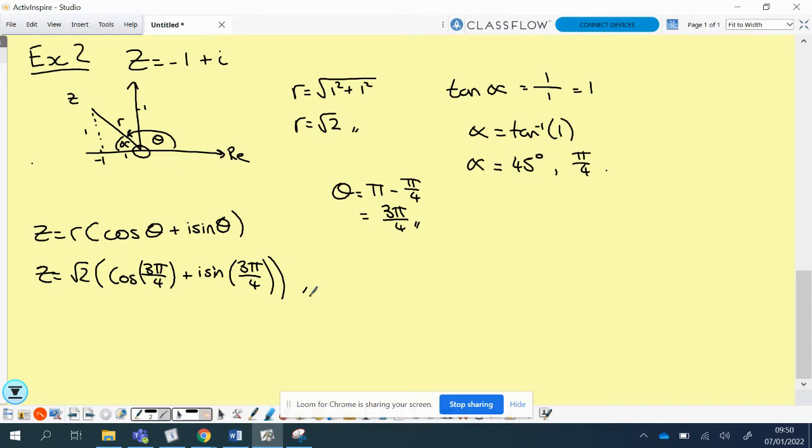Are we okay with that? Any questions on that one? No? It's fairly similar to the first one though, just that extra step. Perfect. Okay, let's look at a few others.